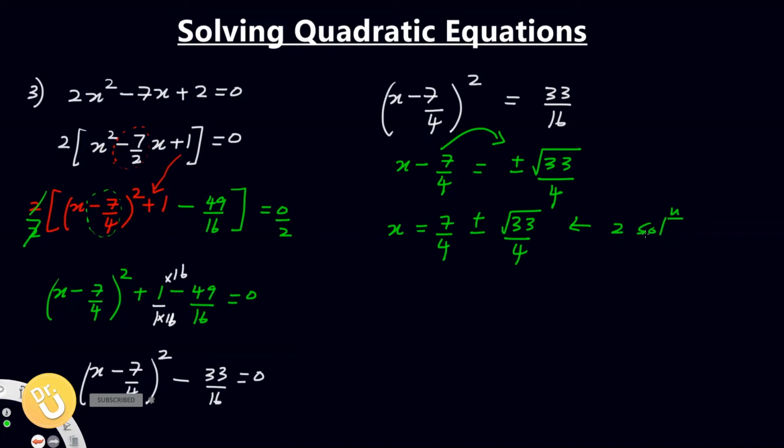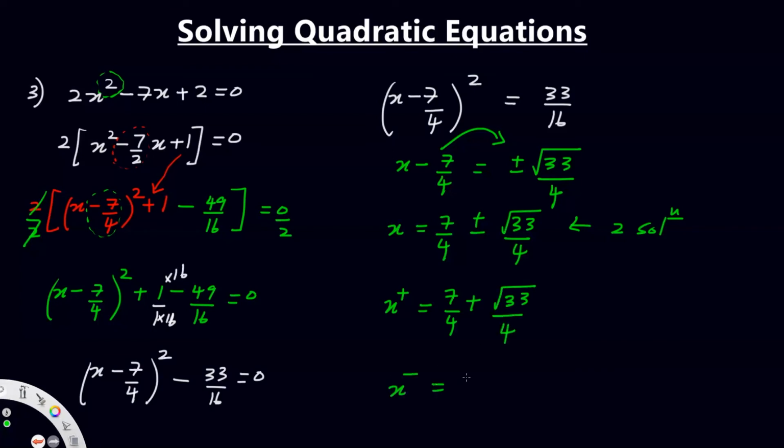Obviously we have to expect two solutions. Why? It's a quadratic equation. So the maximum power is 2 here. So we are expecting 2 solutions. So if you consider plus, the x solution would be 7 divided by 4 plus square root 33 divided by 4. And if you consider the minus value, that would be 7 divided by 4 minus square root 33 divided by 4. So there are 2 answers. So those are the answers to that particular question.